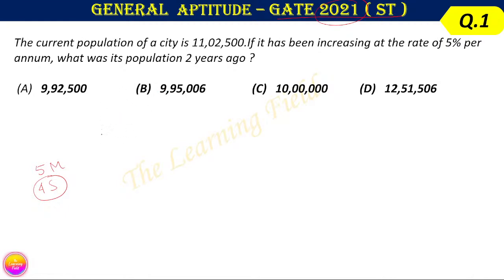Okay, so let's start with question number 1. The first question says that the current population of a city is 11,02500. If it has been increasing at a rate of 5% per annum, then what is the population 2 years ago? So this is a very clear question based on the concept of compound interest. This type of problem is based on compound interest.